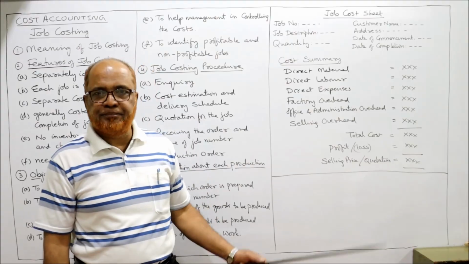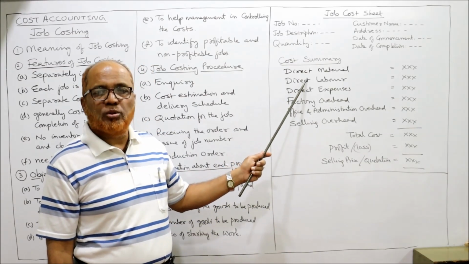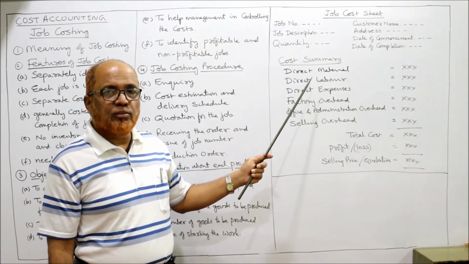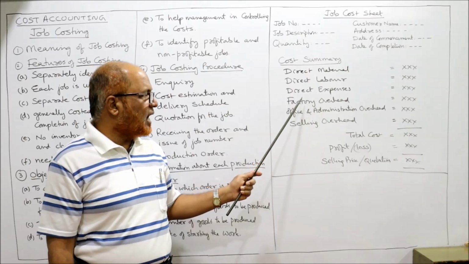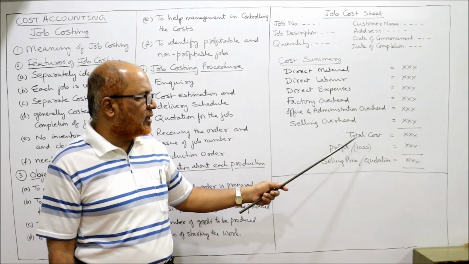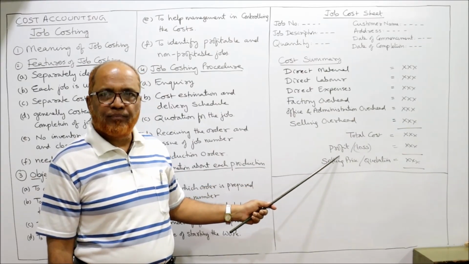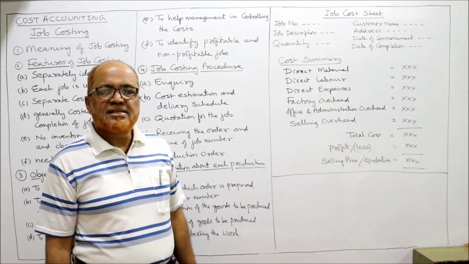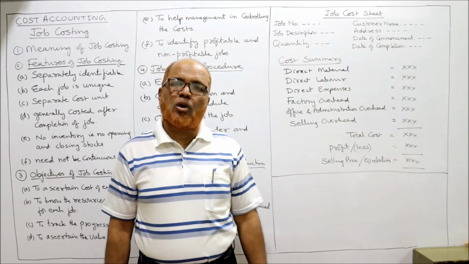Apart from that, the cost summary should be written: material consumed, direct material, direct labor, direct expenses. Then we add factory overhead, office and administration overhead, selling and distribution overhead, to get total cost. To total cost we add the profit. Then we get the selling price or quotation. This is the job cost sheet.